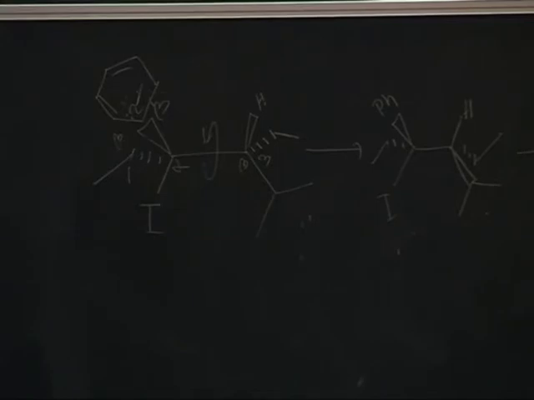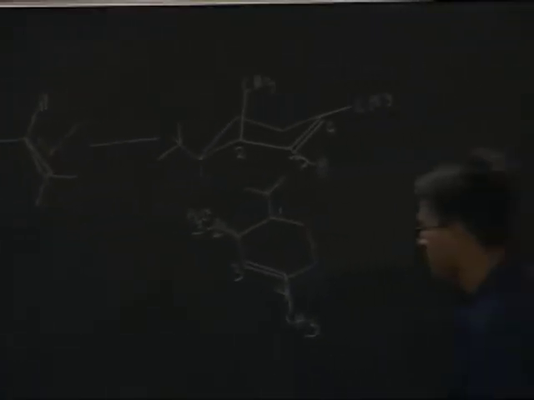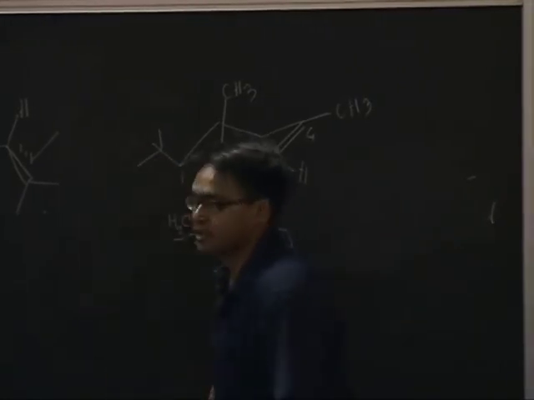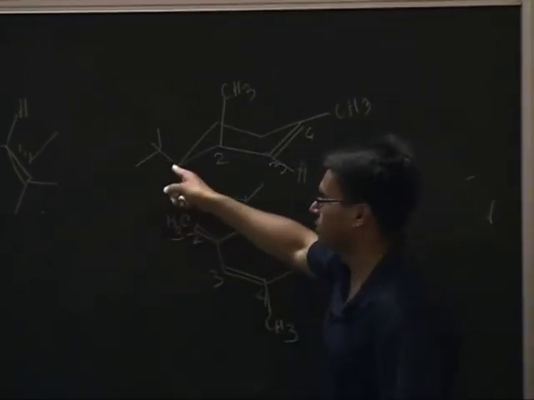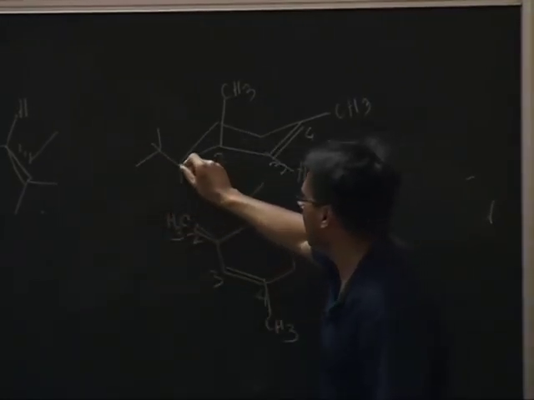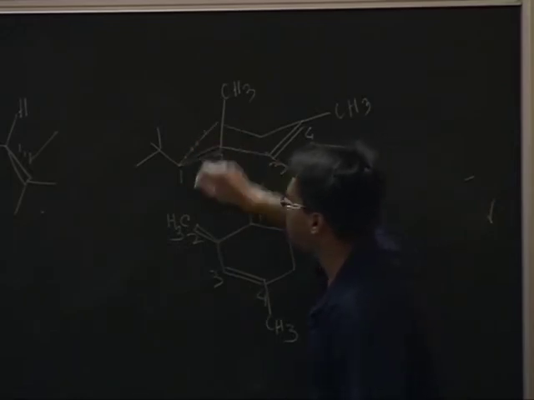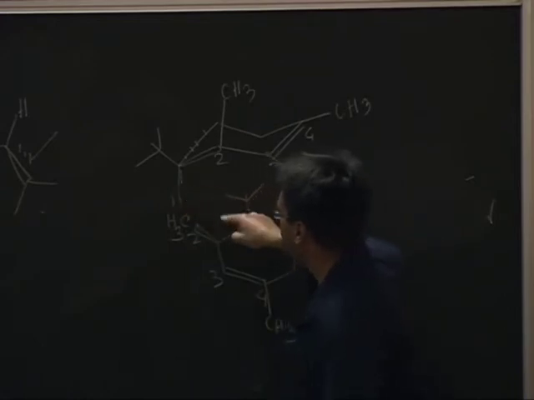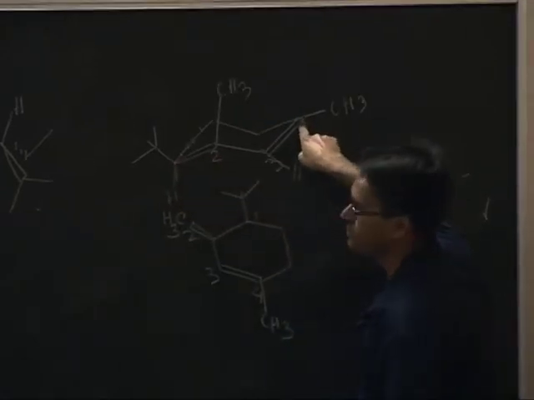Yes. I had a question on the question before. On this one? Is it pointing up at us or down or in plane? It's in the plane of the board. This bond is coming out. This bond is going in. When you draw cyclohexanes, these two bonds are on the plane of the board.